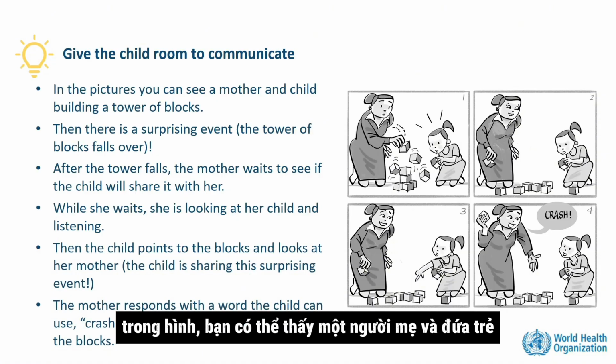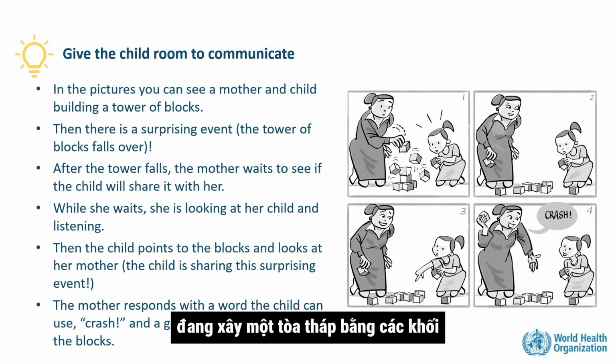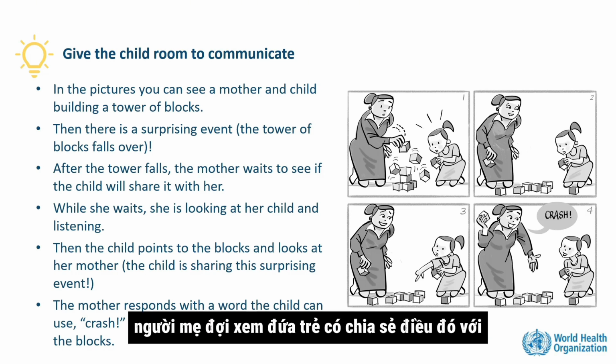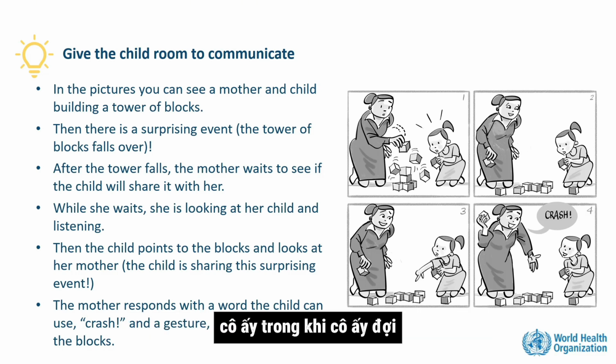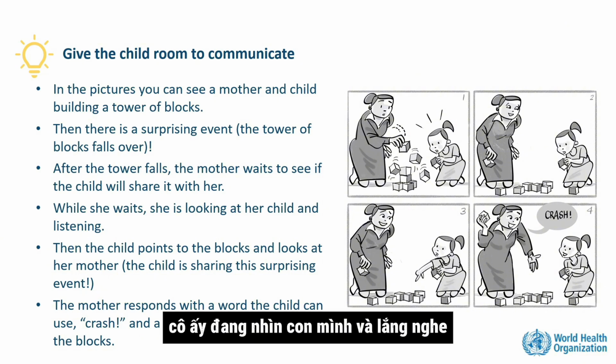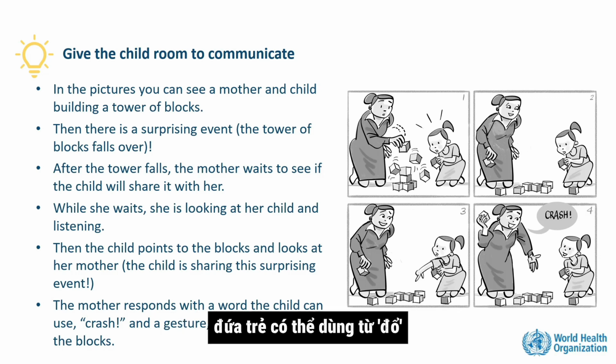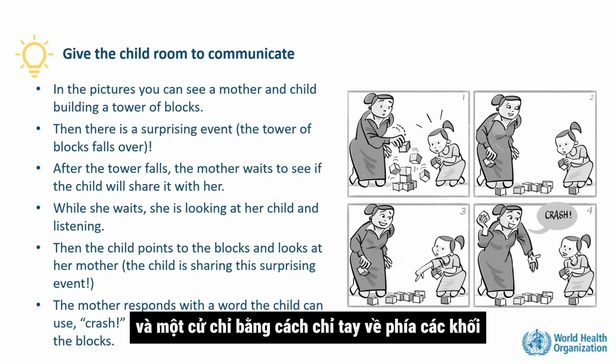In the pictures, you can see a mother and child building a tower of blocks. Then there is a surprising event. The tower of blocks falls over. After the tower falls, the mother waits to see if the child will share it with her. While she waits, she is looking at her child and listening. Then the child points to the blocks and looks at her mother. The child is sharing this surprising event. The mother responds with a word the child can use, crash, and a gesture by pointing toward the blocks.